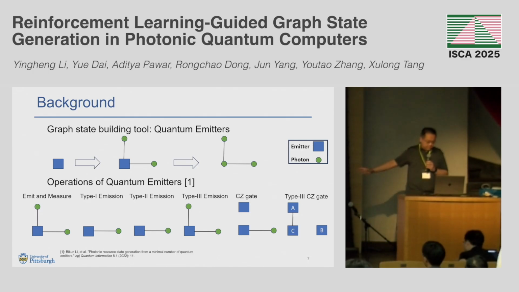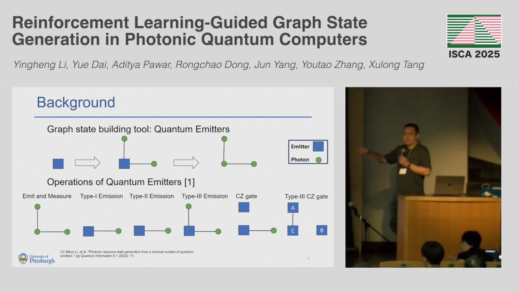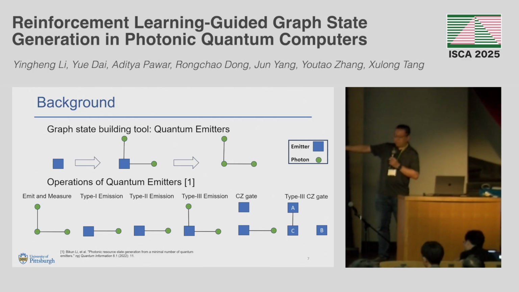Let me explain each of them quickly and in a little more detail. The first one is called emit and measure, which means that the emitter itself can pop out the photon, the green node here, and then measure the emitter itself to eliminate the emitter from the graph.